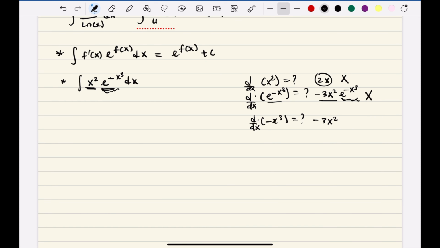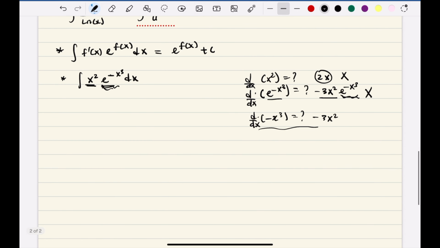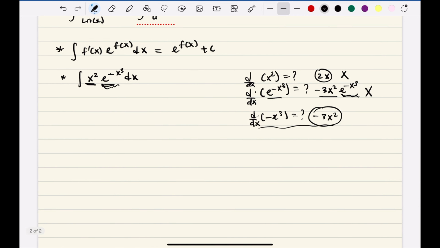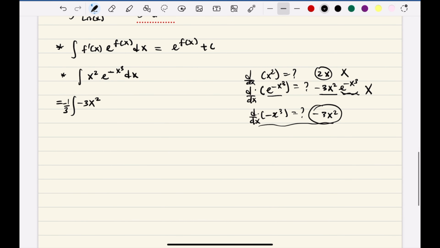However, how about this expression here? If we differentiate this, we are going to have negative 3x squared. However, negative 3x squared is not totally appearing here, but then we can force it to appear. And how can we force it to appear? By just writing it this way. We can introduce negative 1 over 3 outside, then we can introduce negative 3 inside. Then we have negative 3x squared, then e raised to the power negative x cube dx. So that means we have negative 1 over 3.